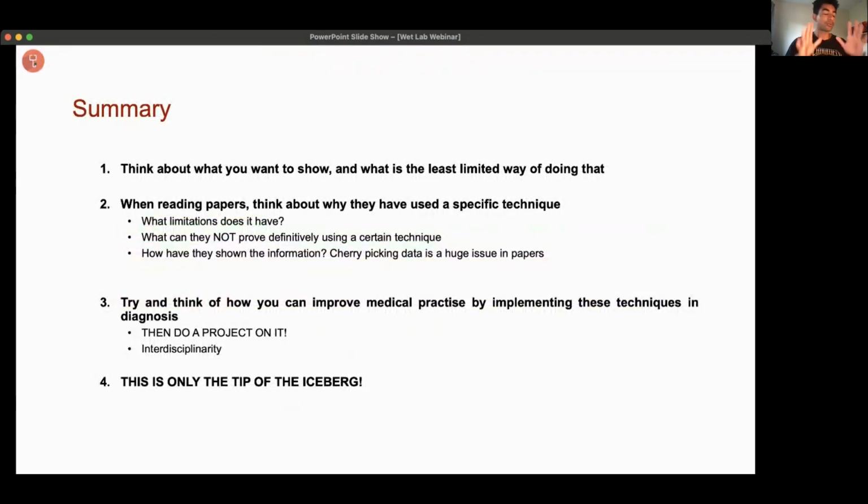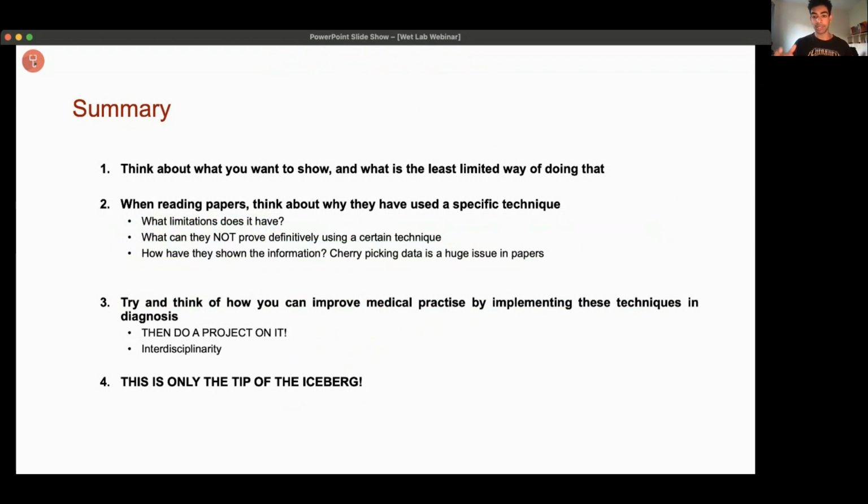So in summary, that was a lot we've gone through, and I'm sorry if it seemed a little bit quick, but how you want to approach a lab problem or a lab question, or even reading a paper, is think about what you want to show and what is the least limited way or the simplest way of doing that. And when you're reading a paper, before even reading their methods, you want to read the title of the paper and think about, okay, if I had to do this experiment, what method would I use? What's the most reliable and what would I trust the most?